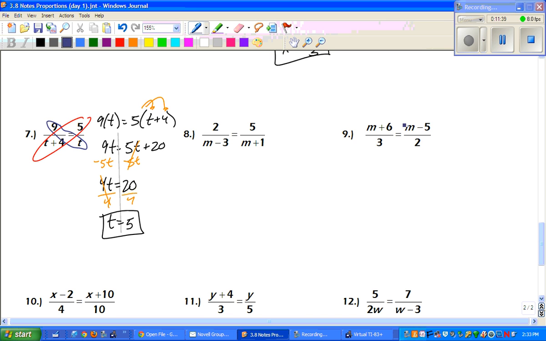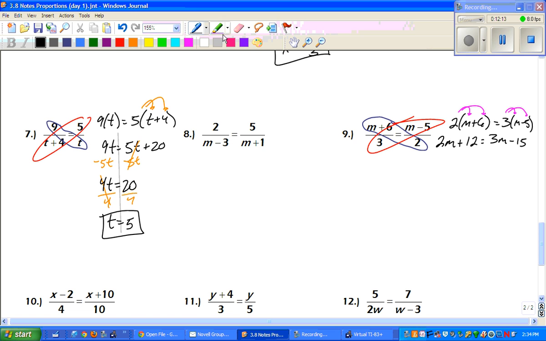Alright, let's go ahead and circle what we're going to be multiplying. So it's going to be 2 times (m plus 6) equals 3 times (m minus 5). Alright, so distributing, 2 times m is 2m. 2 times 6 is 12. Okay, and we have to distribute on the back side too. 3m minus 15.